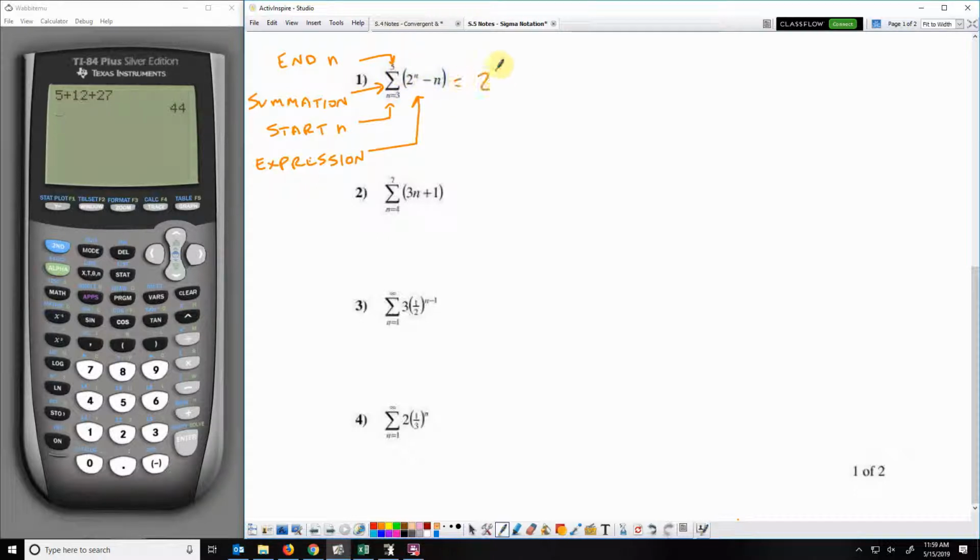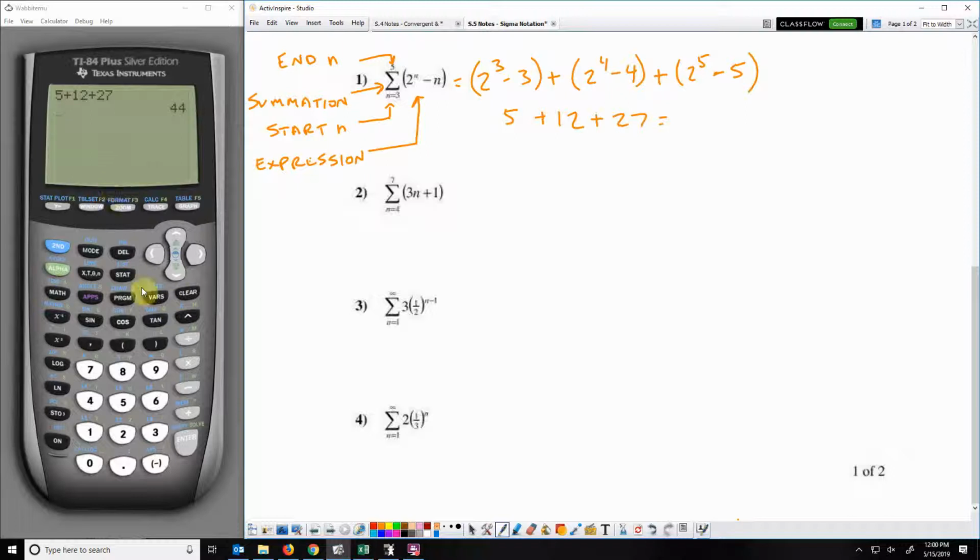sequence. So that means 2 to the third power minus 3 plus 2 to the fourth power minus 4 plus 2 to the fifth power minus 5. 2 to the third is 8, minus 3 is 5. 2 to the fourth is 16, minus 4 is 12. And 2 to the fifth power is 32, minus 5 is 27.